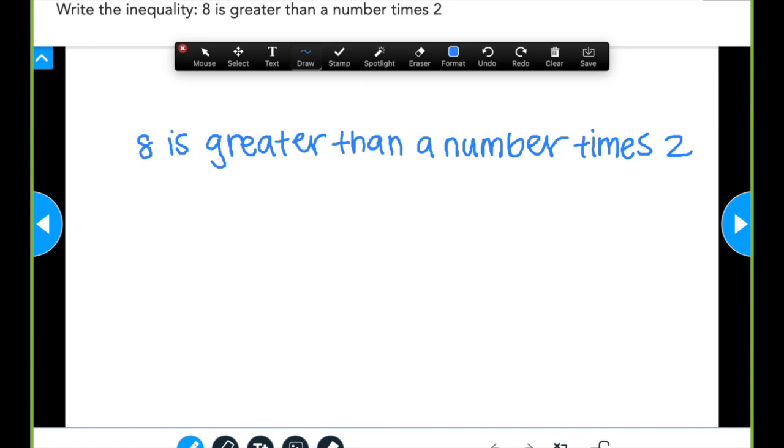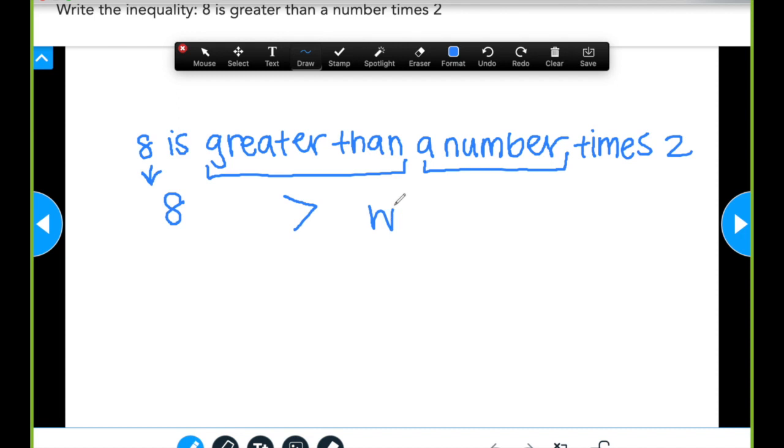So the first thing to look at is the greater than portion. And so we know that greater than, the symbol for that is this. We drop down the 8. So now we say that 8 is greater than, and it says a number. We don't know what that number is, so we can use a variable. I'm going to use the variable w just because I want to.